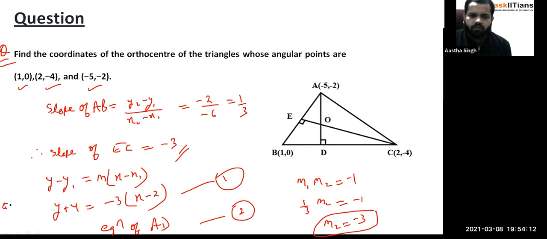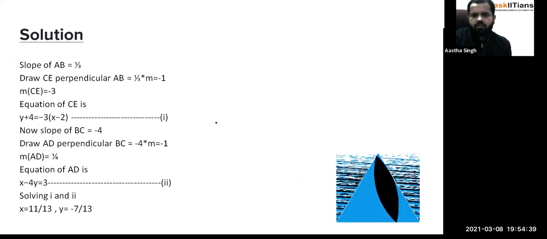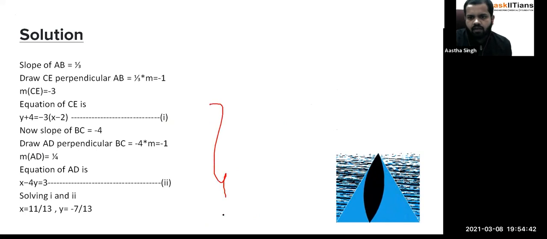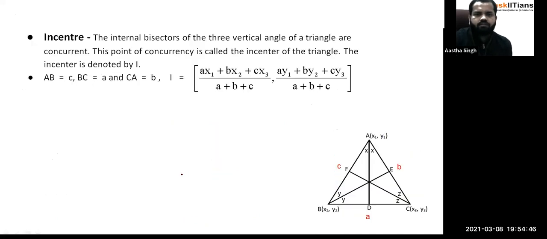This is your equation of EC, right? What is the point O? O is the intersection of your EC and your AD, right? So just by solving equations 1 and 2, you can get the value of point O, because it is the intersection point. The similar way we have done for the circumcenter, right, guys? We have just found the equations of these two lines, and the intersection of these two lines will give you the orthocenter.